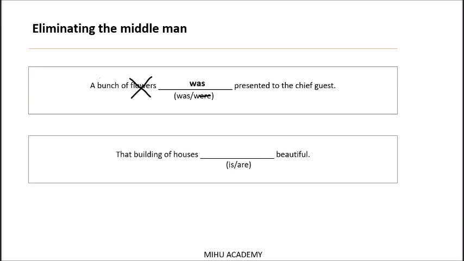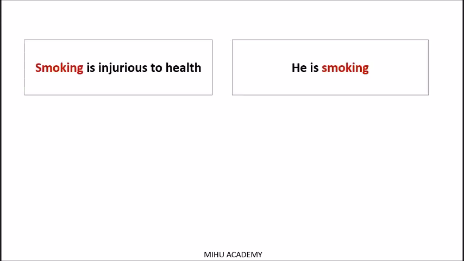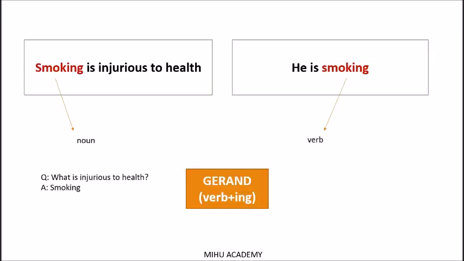Let us see one more example. That building of houses dash beautiful. What are the subjects here? Building and houses. And applying the rule, eliminate houses. What is left over? Building, which is singular. And what is the blank here? Is. That building of houses is beautiful. Let us see a few more examples.